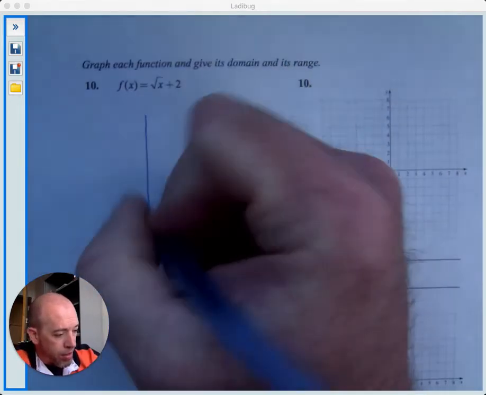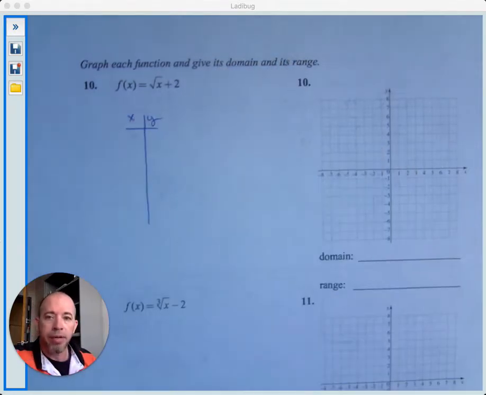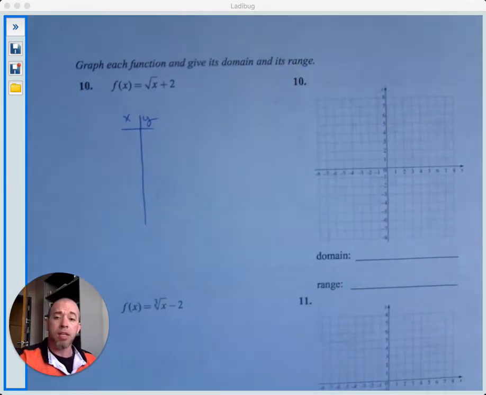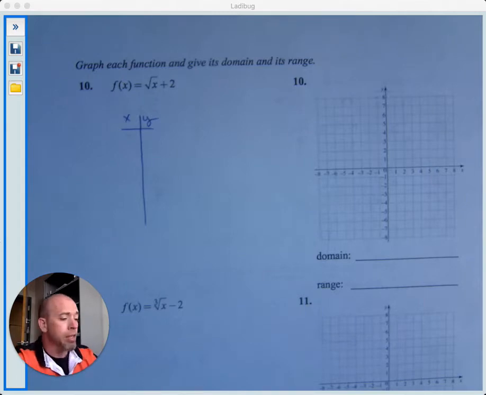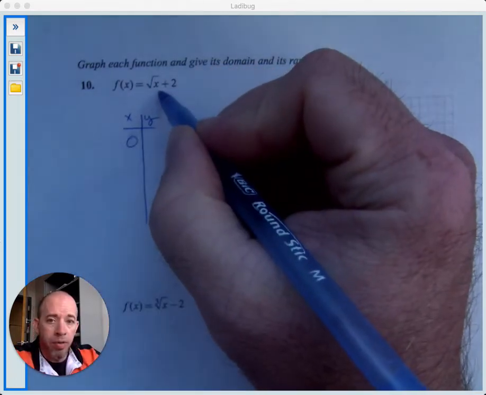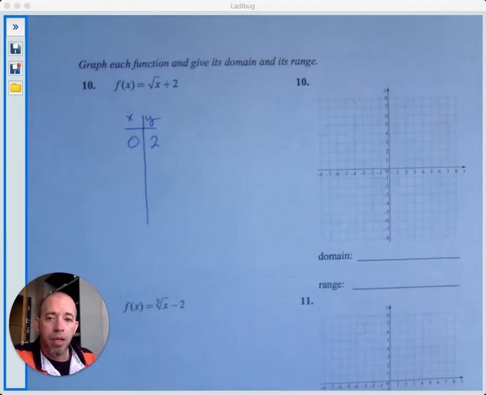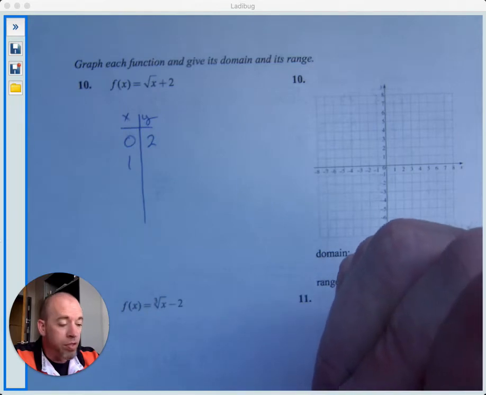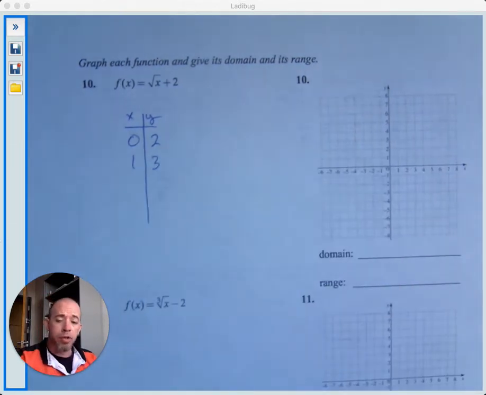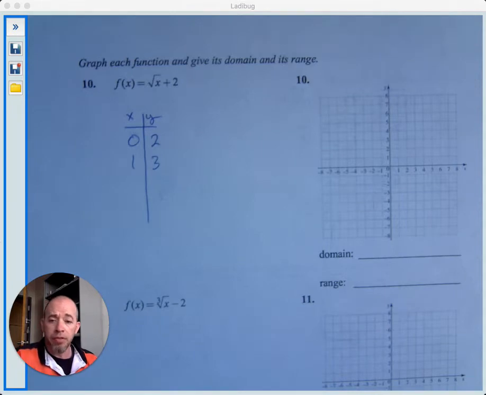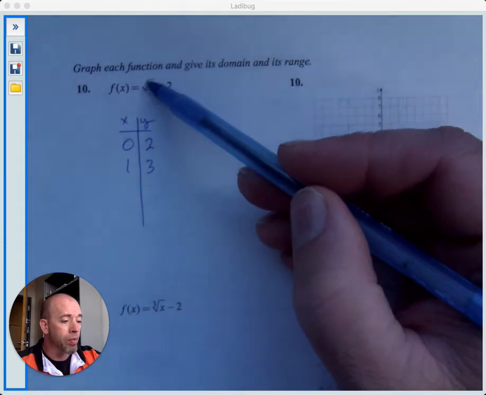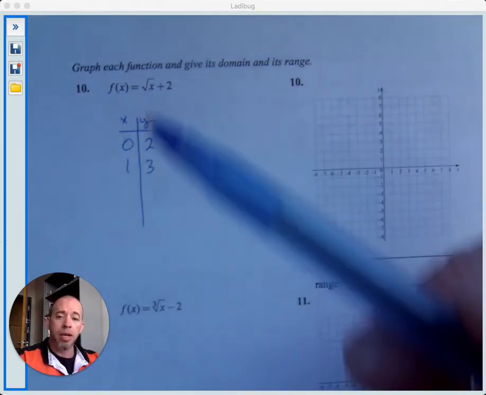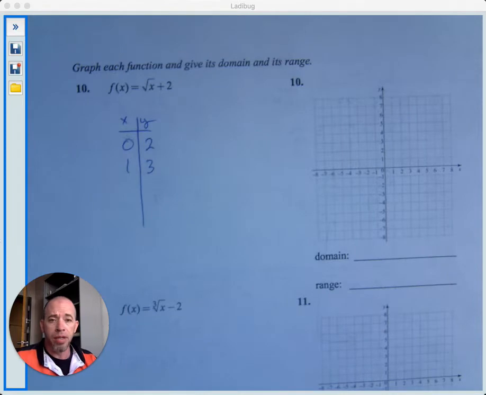So let's make a chart with x and y, right? Let's plug some numbers in for x. Let's think of nice numbers. 0 is always a good idea, right? Let's plug in 0. Square root of 0 is 0. Plus 2 is 2. Let's try 1. Square root of 1 is 1. Plus 2 is 3. Now if you stop at this point and say we have 2 points, that's enough, you would be wrong, because this is not a linear equation. If we have a radical involved, it's not going to be a line, and so we're going to have to get probably more than 2 points to get an idea of what this function actually looks like.